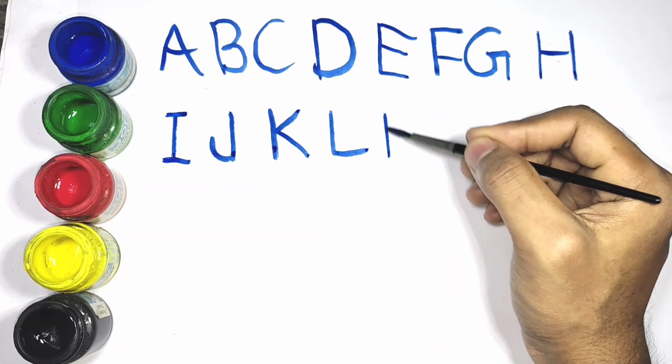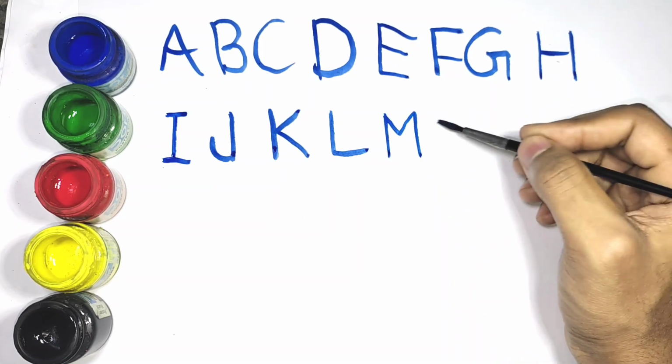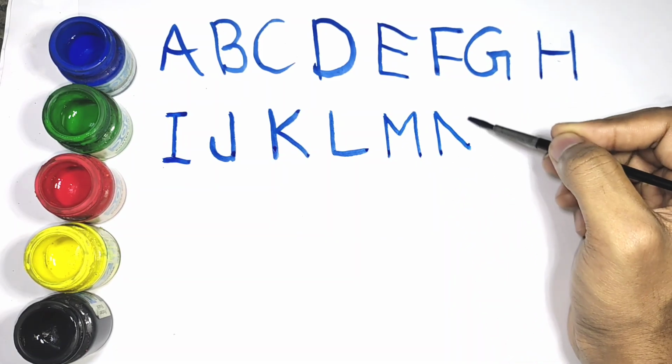The next one is M. M for moon. The next one is N. N for nose, N for nest.